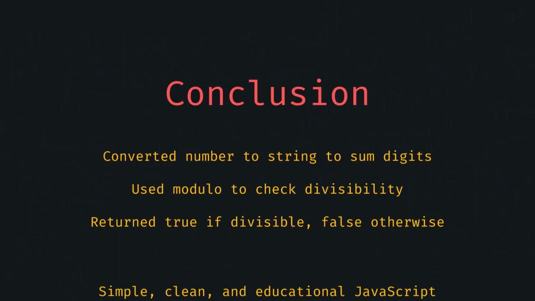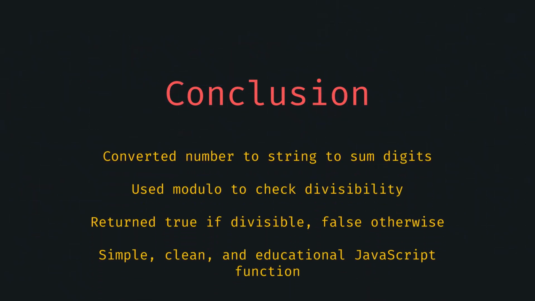To summarize, we've created a function that checks if a number is Harshad by summing its digits and verifying divisibility. This combines string processing and math in a simple and elegant way. It is a perfect little coding exercise to boost your number manipulation skills.